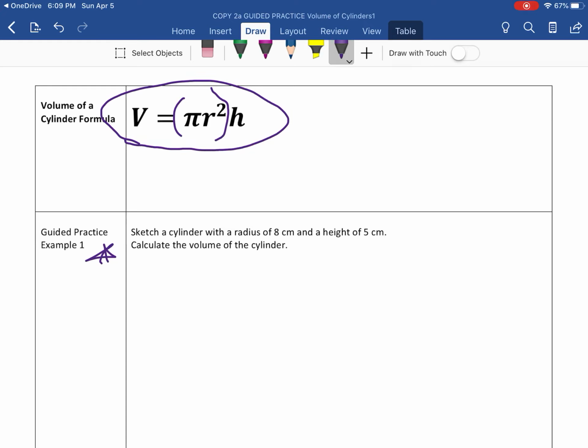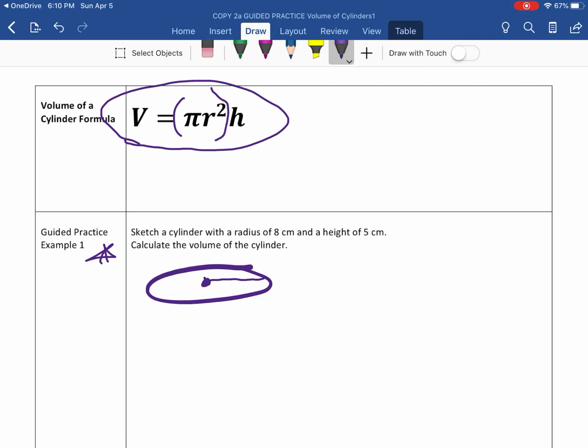So down here it says, sketch a cylinder with a radius of 8 centimeters and a height of 5 centimeters. Well, we know the radius is 8 centimeters. That's only halfway across a circle. The diameter is all the way across. So we know that all the way across the top is going to be 16 centimeters, and it's only going to be 5 centimeters high. So when I sketch my cylinder, I'm going to draw it to scale. I know that this is going to be wider than it is going to be high.